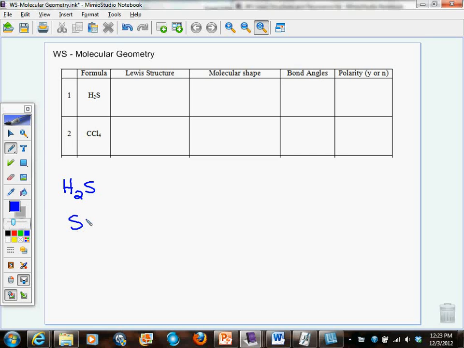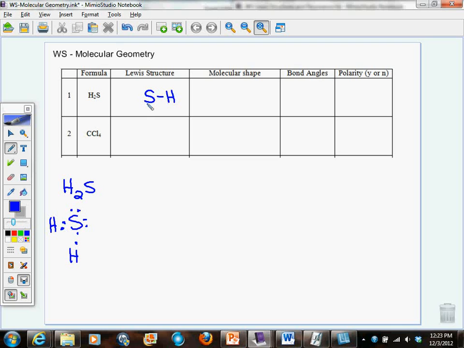Please remember that sulfur has 6 electrons around it, leaving it 2 bonding spots. Hydrogen has 1 electron, so each hydrogen is going to share 1 of its electrons with the sulfur, forming bonds. So the way we draw this, S is going to go to a hydrogen, and it's going to go to a hydrogen.